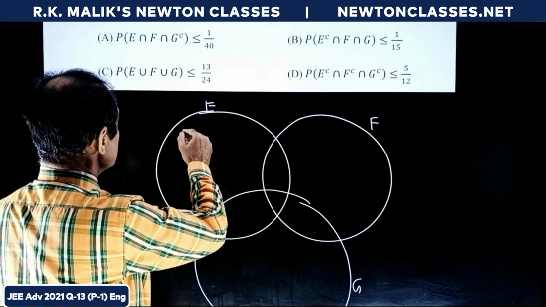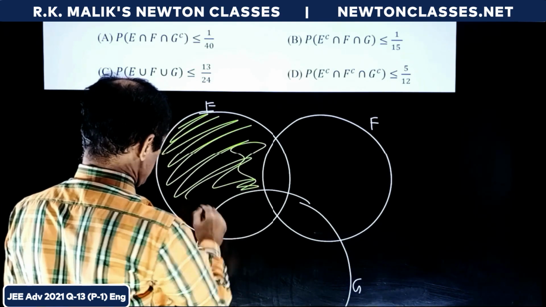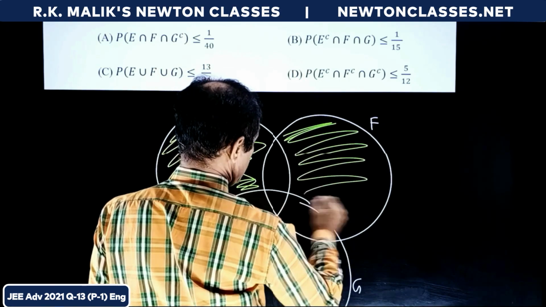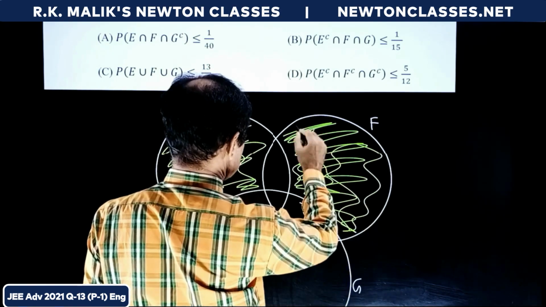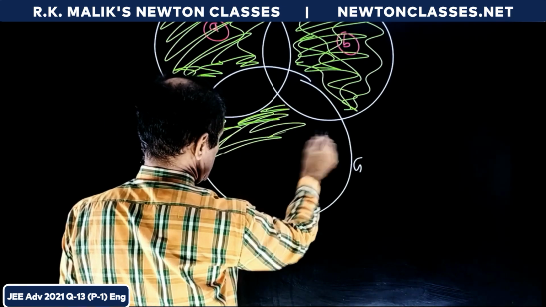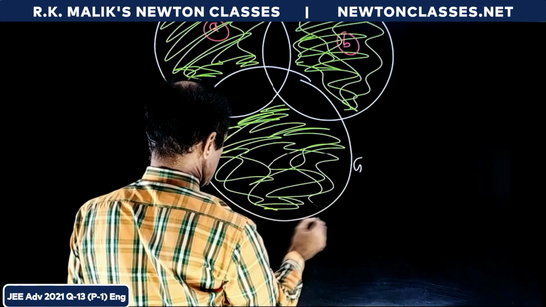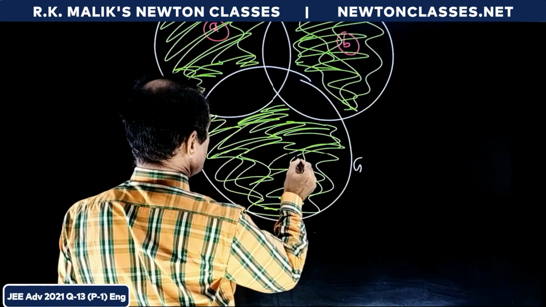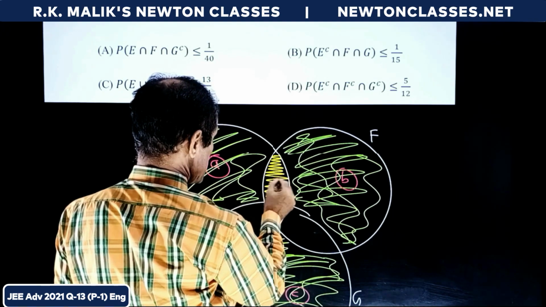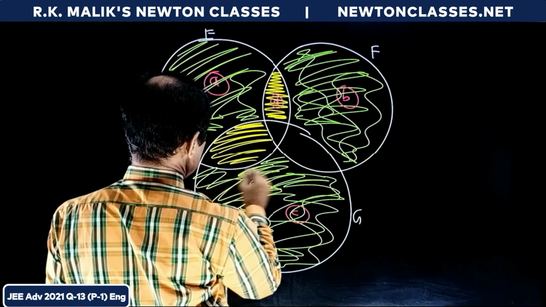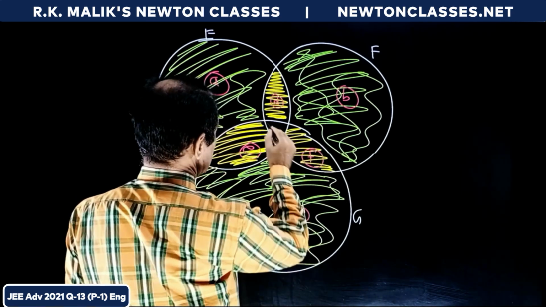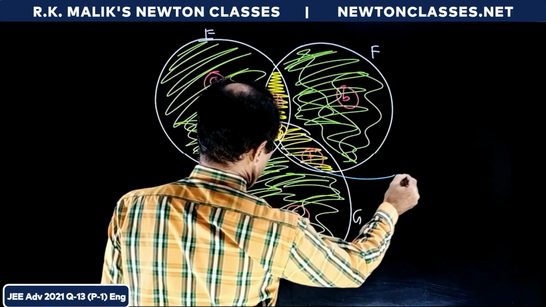Suppose the probability of this portion we denote by A. Suppose the probability of this portion we denote by B. Suppose the probability of this portion we denote by C. Suppose the probability of this portion we denote by D. Probability of this portion we denote by E. Probability of this portion we denote by F, and the probability of this portion is already given as 1 by 10.